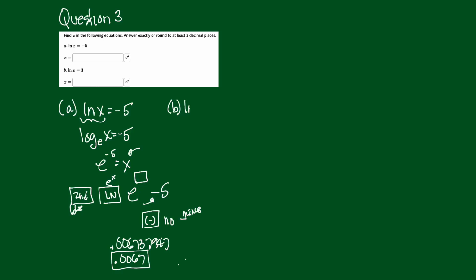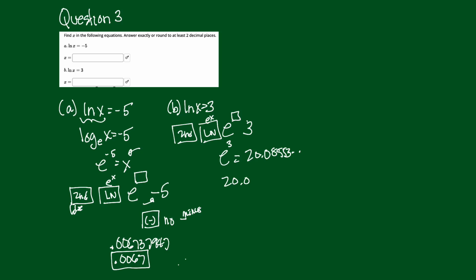Part B, now we want the natural log of x equaling 3. So this is going to be the second key, ln, that gives us the e to the x, so you get e to a box, and now you're going to type in 3. So now we're looking at this. What do we get here? Well, I am showing 20.0855 and so on. There's a 3 out here, so I'm going to write this as 20.0855.